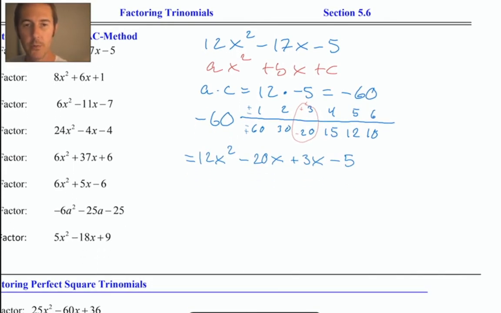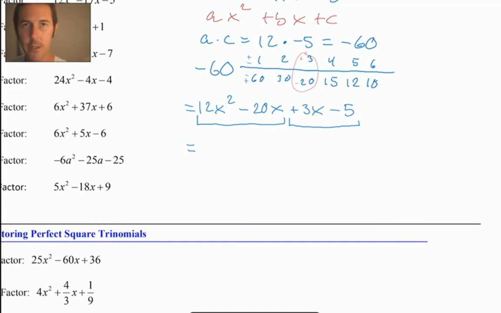Now that we've split the middle term, I'm going to do a process called factoring by grouping. And in the video previous to this one, you can find some examples of factoring by grouping. I'm going to take the first 2 terms and call that a group, and the second 2 terms and call that a group. And then from the first term, I'm going to factor out the GCF, the greatest common factor.